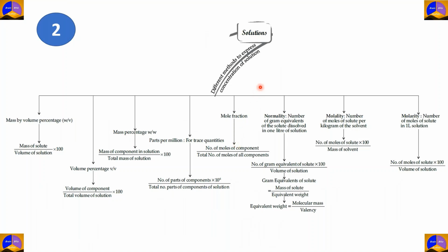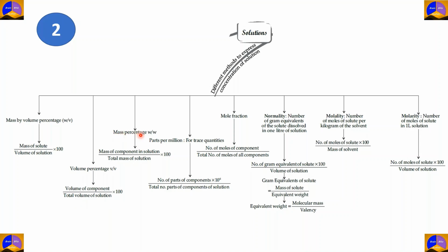Now, in order to better understand solutions, we need a quantitative analysis. And it is found using the concentration of the solution. To find the concentration, there are many ways which we can use. The first way given here is the mass by volume percentage method. Here we calculate the mass of the solute divided by the volume of the solution and multiplied with 100. Volume percentage is the second way. Here we divide the volume of the component by the total volume of the solution and then multiply with 100.